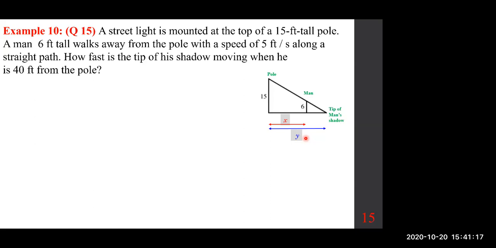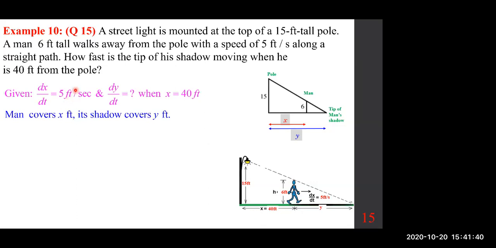Here's the given, and by the way, this is also a drawing that looks a lot better. 15 feet. We are getting away from the pole at a certain speed, and we want to see what happens. So dx/dt is 5 feet per second. The dy/dt is of interest to us, at the precise moment that x is 40. The man covers x feet while the shadow covers y feet.